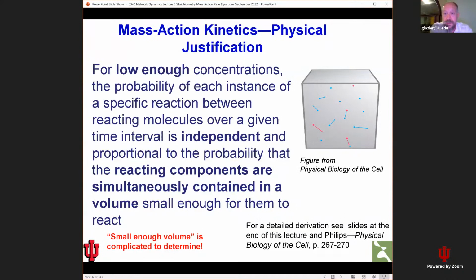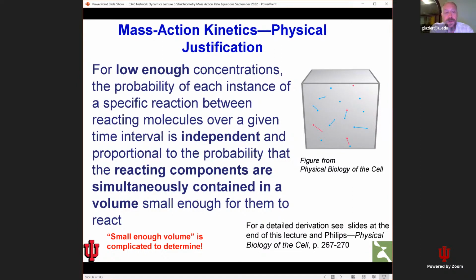Again, if you want the full justification for mass action, it's, as I say, given in the appendix to the slide deck. I'm not going to do it today. But the basic idea is, suppose I have a region of space and I want to have my molecules react. And the density of the molecules is proportional to A.